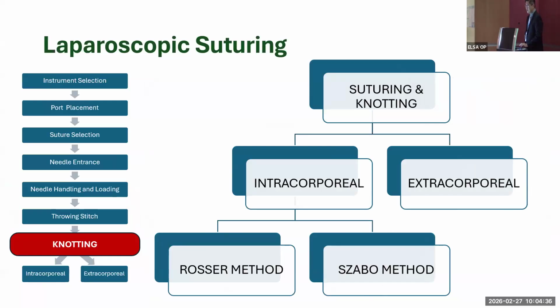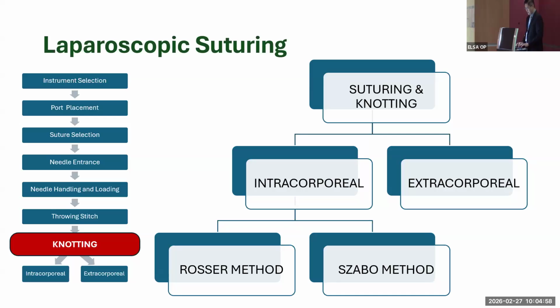The Roeser method, in general, is basically how we do it in open surgeries, where you use one side to just do the throws, and then you just pull it through. Whereas for the Szabo method, you will be throwing your sutures around, exchanging them to make your loops before you pull in and knot the sutures. Let me show you a video.